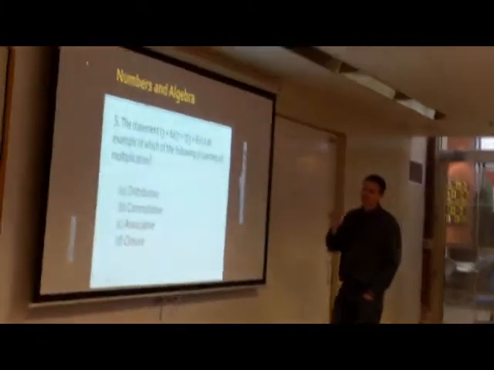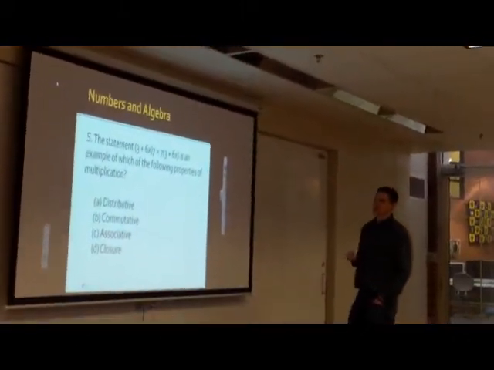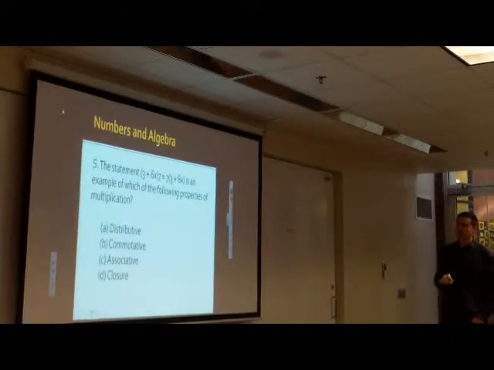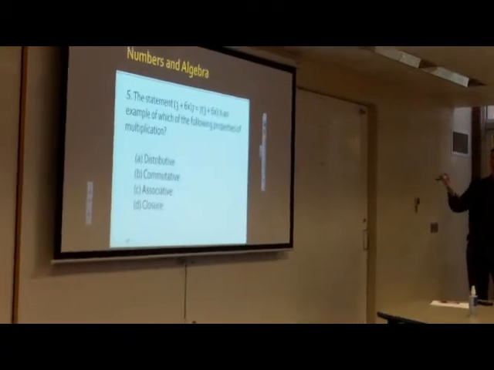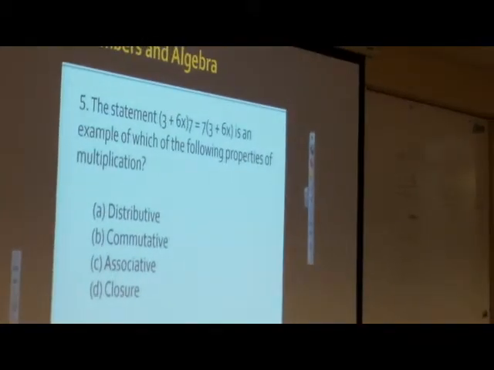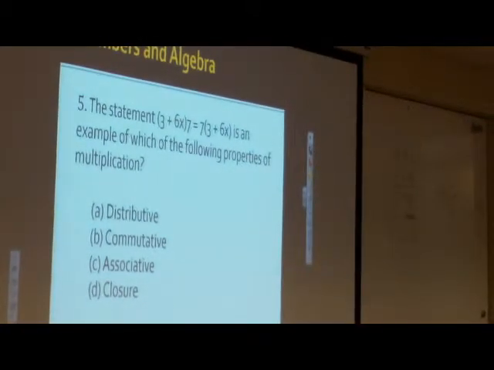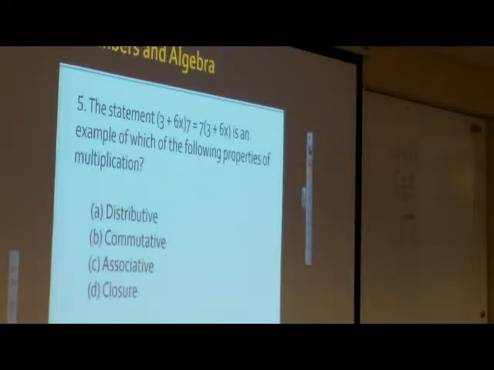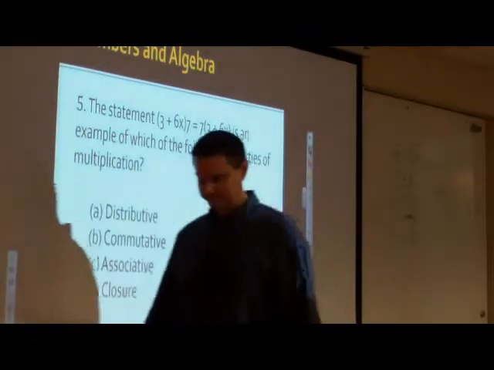So here's the statement: 3 plus 6x, times that quantity, times 7, equals 7 times the quantity 3 plus 6x. It's an example of which of these properties: distributive property, commutative property, associative property, closure property. Is it distributive? Good question. It kind of looks like distributive. Why do you say it's distributive? Because you just distribute the 7 to the 3 and then the plus 6x.